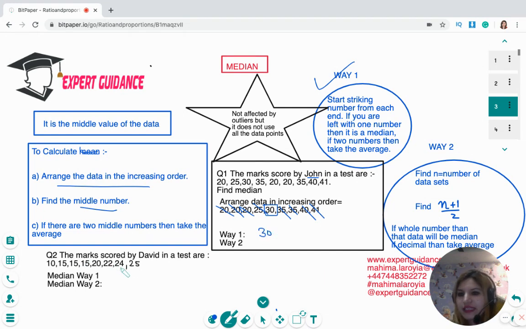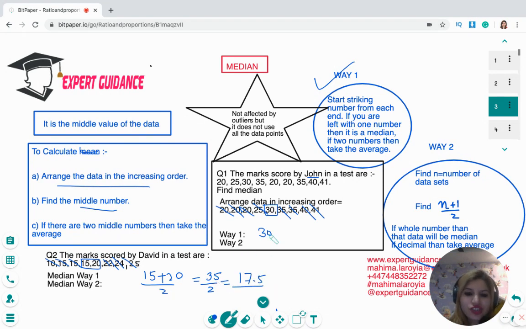Let's see this data. This data is already in increasing order. So I'll start chopping the numbers from each end. This gets cancelled. This gets cancelled. This gets cancelled. So now I'm left with two numbers, which are 15 and 20. When you have two numbers, you add them and take their average. So 35 over 2 will be my median, which is 17.5.